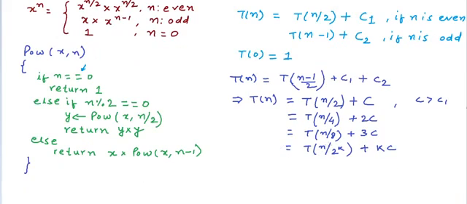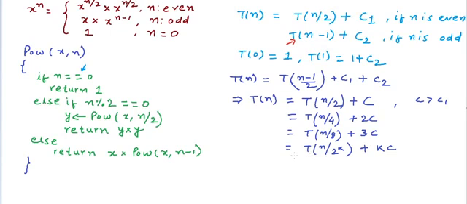Now if n is a positive integer and if we go on dividing it by 2, so if we go from T(n/2) to T(n/4) and T(n/8) and so on, we can never reach T(0). So let us define one more base case here. Let's define T(1), and since 1 is odd, this will be equal to T(0) plus C2, and T(0) is nothing but 1, so this will be 1 plus C2 by this particular recurrence relation here.